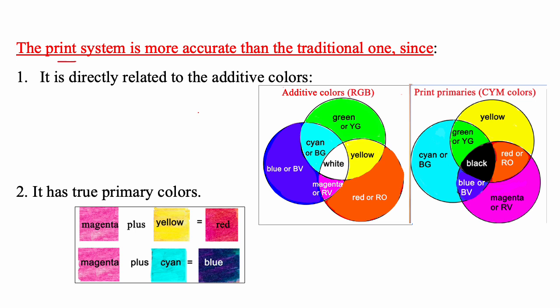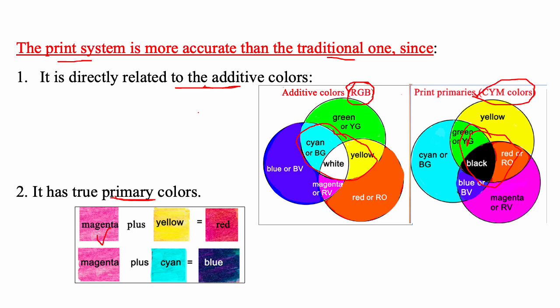So the print system is more accurate than the traditional one for 2 reasons. First, it's directly related to the additive colors. That is, the primary colors in the additive system are the same as the secondary colors in the print primary system. And the secondary colors in the additive system, cyan, yellow, and magenta, are the same as the print primaries. And the other reason the print system is more accurate is that it has true primary colors.